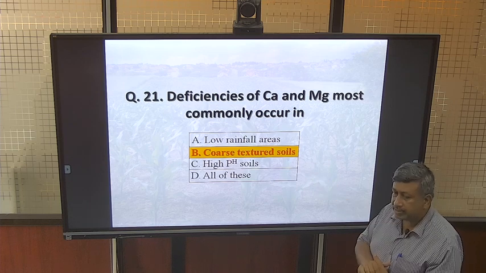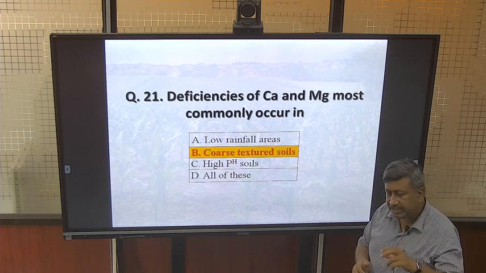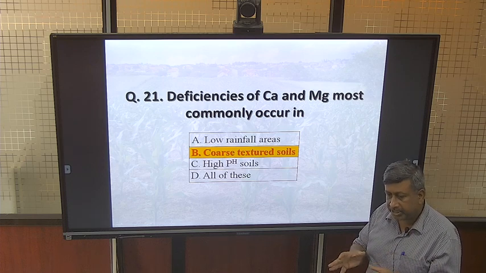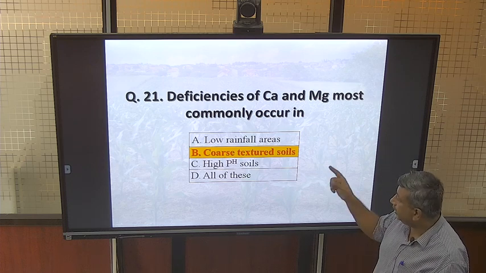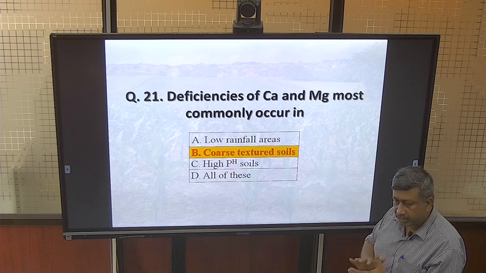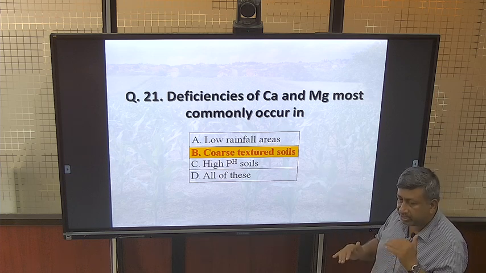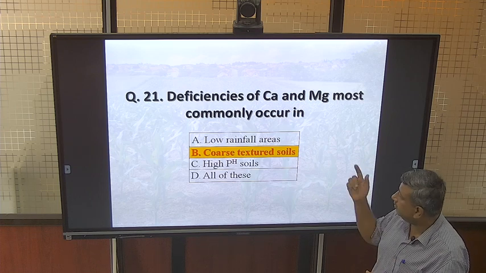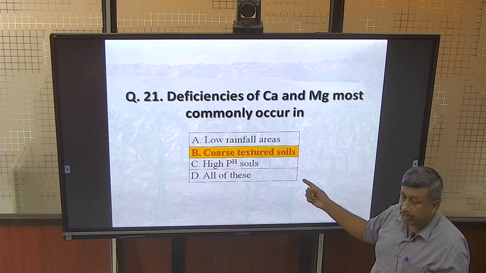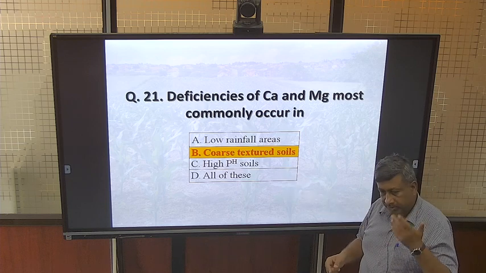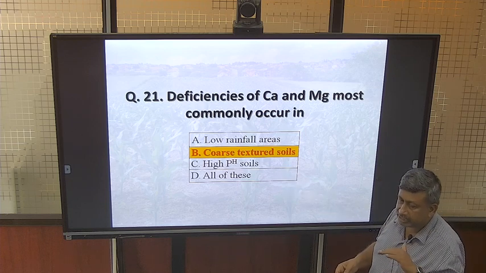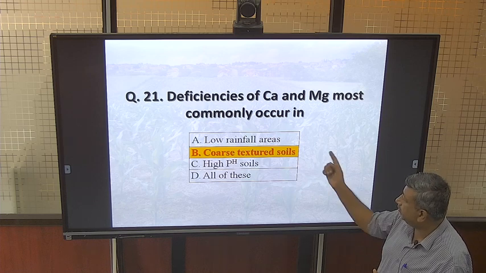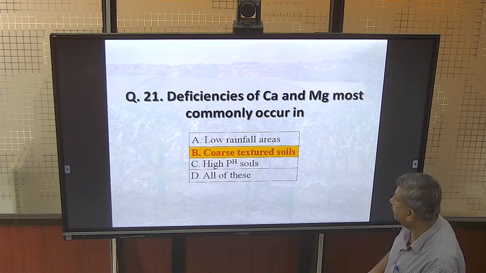And low rainfall is there, so it means leaching is less. If high rainfall is there, then leaching will be high, then calcium and magnesium will be deficient. But here is low rainfall, so leaching is not there. But in coarse textured soil, CEC is less, so chances of leaching are more, that is why deficiency of calcium and magnesium. And calcium and magnesium are available at high pH, that is why no question of deficiency of calcium and magnesium at high pH.